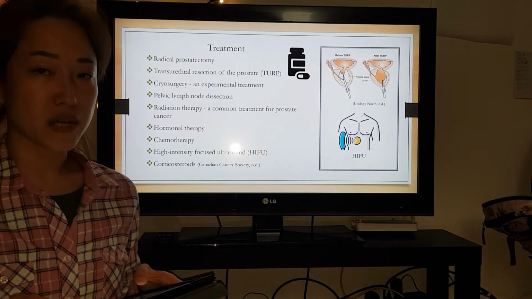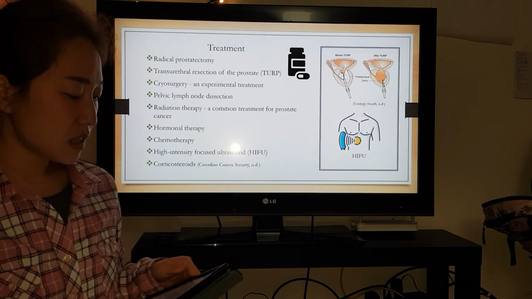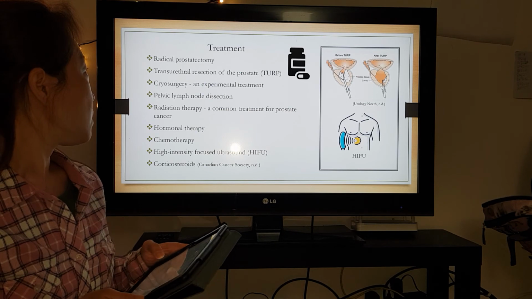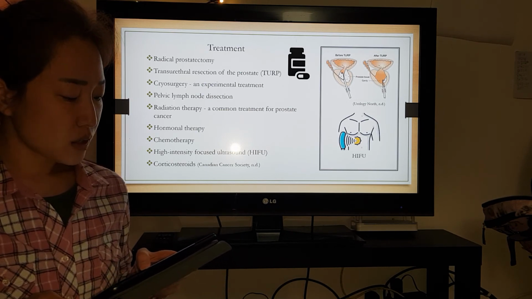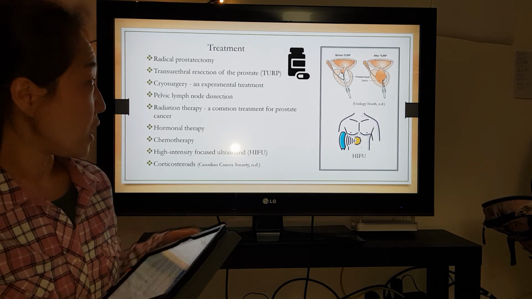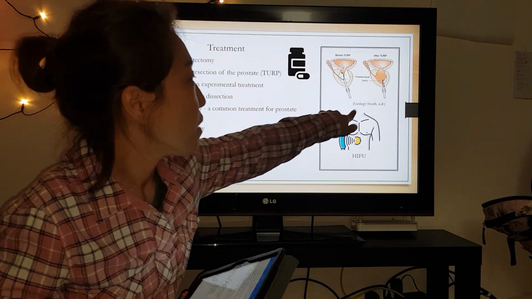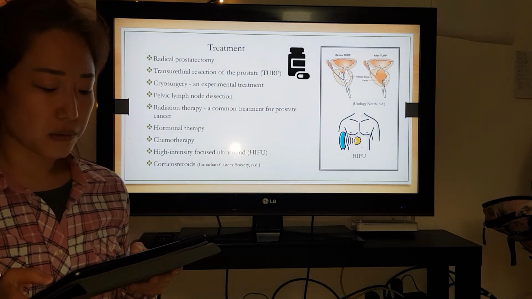For the treatment of prostate cancer, the radical prostatectomy is the most commonly used to treat prostate cancer. And transurethral resection of the prostate, this is the TURP. So these are TURP pictures. This helps to relieve urinary problems.